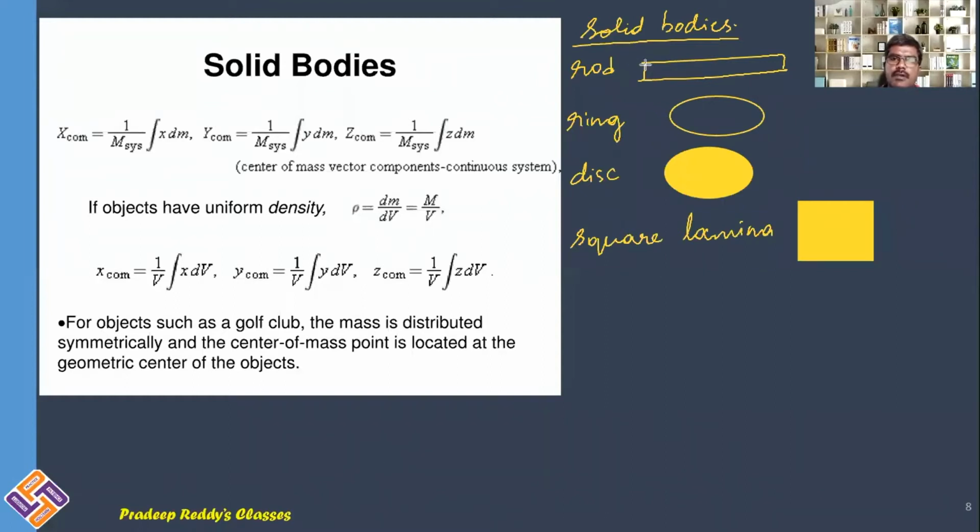Likewise, this is a rod. So when we are dealing with different objects, all of these are called solid objects or solid bodies. You can take even a cube.